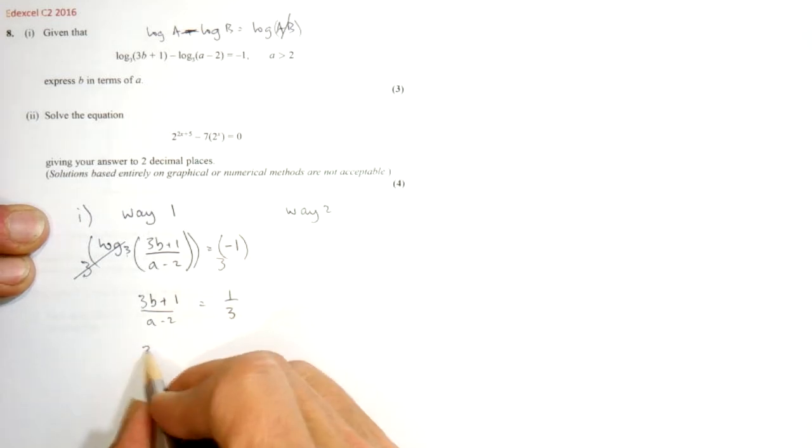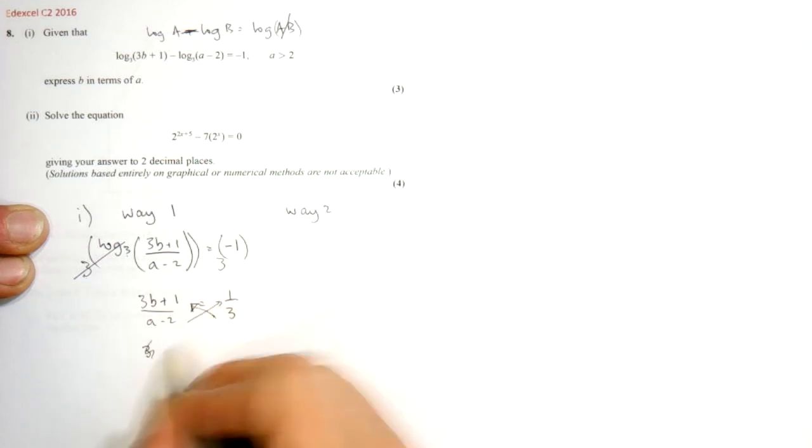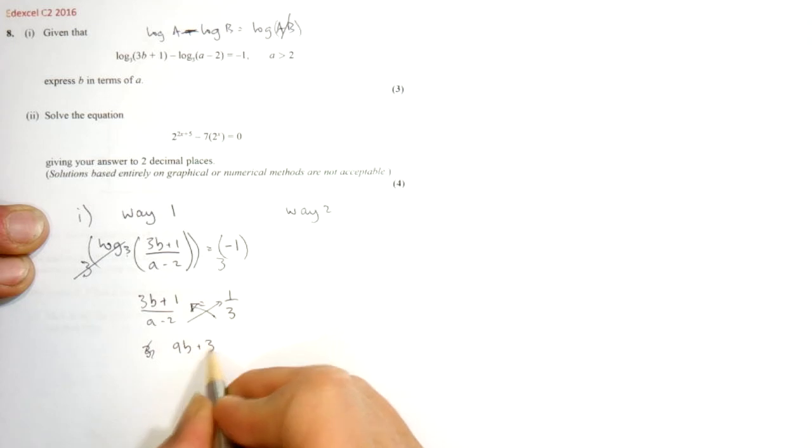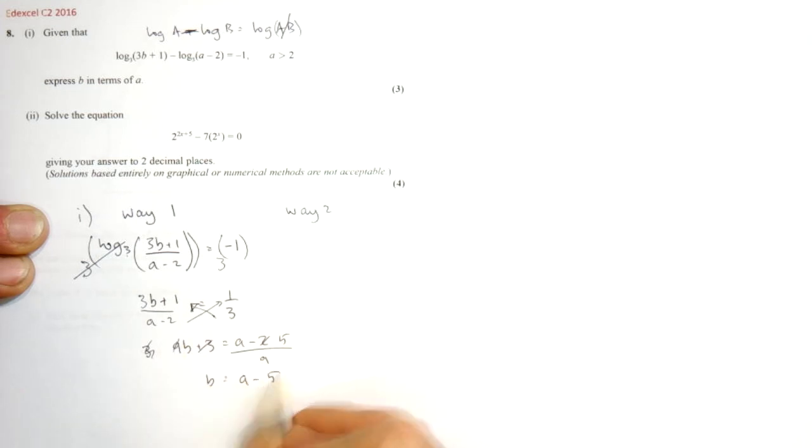So I'm going to multiply by 3, sorry, multiply by 3 and multiply by (A minus 2). So 9b plus 3 equals A minus 2. Take away 3 is minus 5, divided by 9, so B is equal to (A minus 5) divided by 9, and that's B in terms of A. Make my A and A, make my 9 and 9.